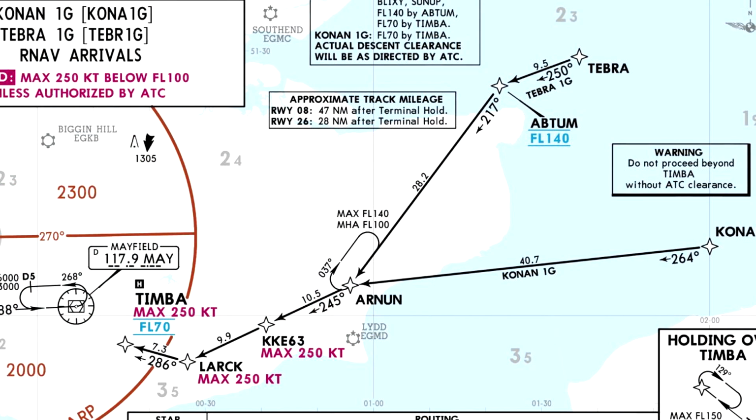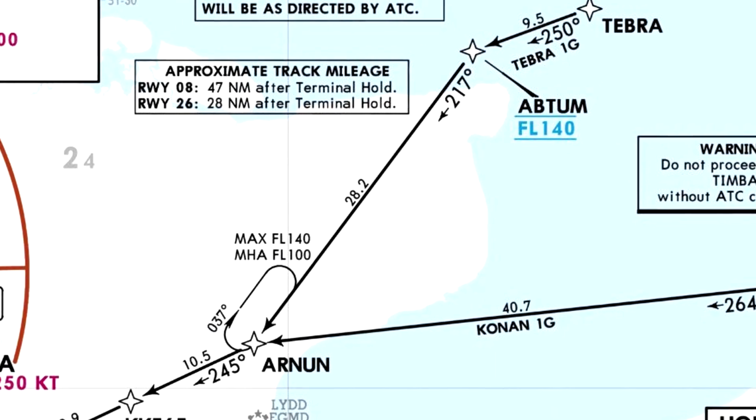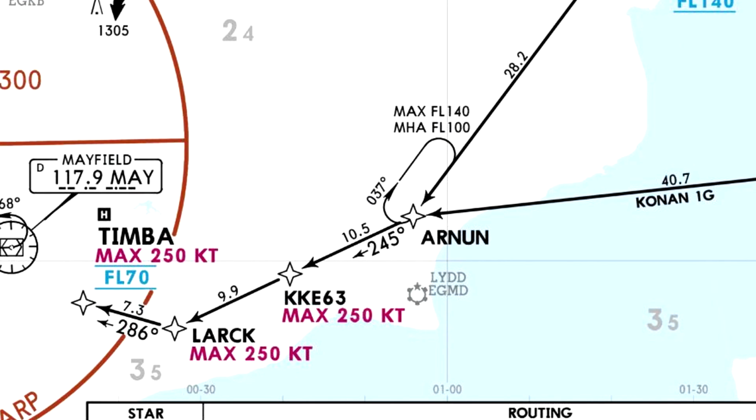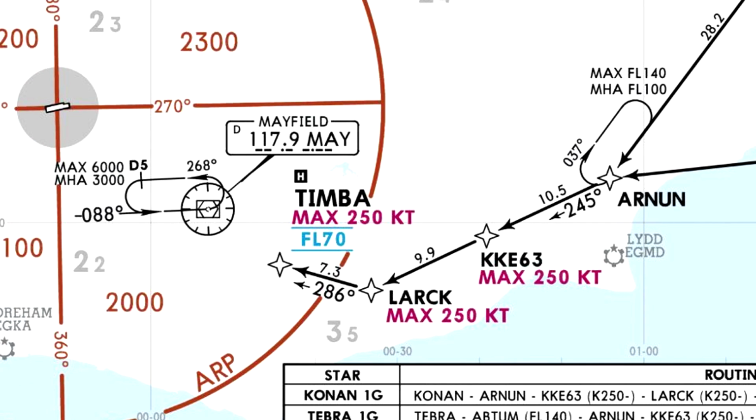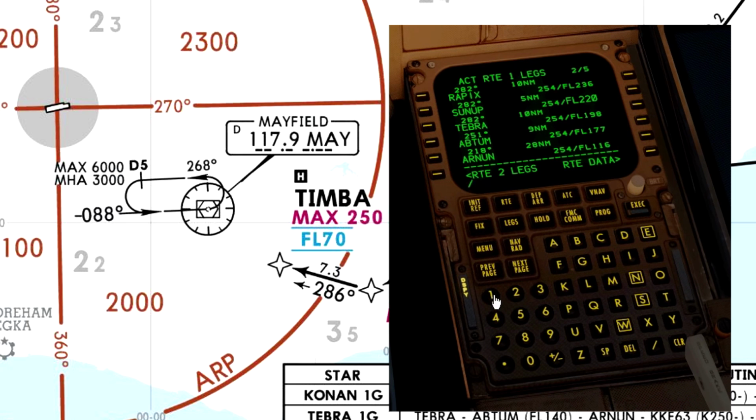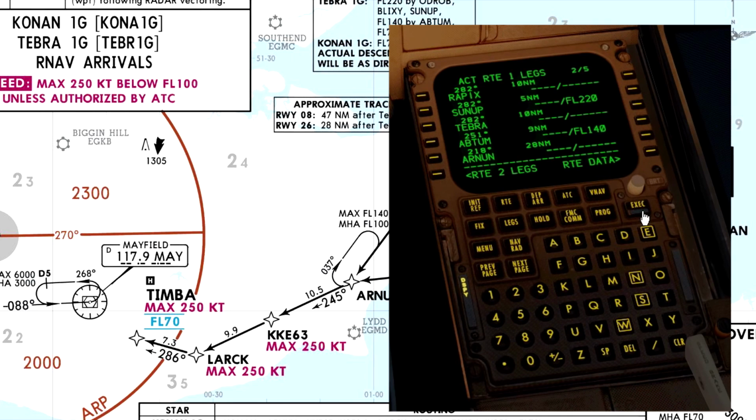Let's take a look, for example, at this arrival at Gatwick. Let's suppose we're flying the Tebra 1 Golf arrival, and as you can see on this STAR there are a lot of restrictions. For example, at Uptum we have to be at flight level 140, and then we have to fly several speed restrictions at, for example, Kilo Kilo Echo 63 and Lark, and then we have to arrive at Timba at flight level 70. So you want to make sure that you cross-check in the FMC, and if it's not there, enter any of these restrictions so that you are absolutely sure that when you're using the VNAV function, the aircraft will follow the profile accordingly and you'll meet the restrictions.